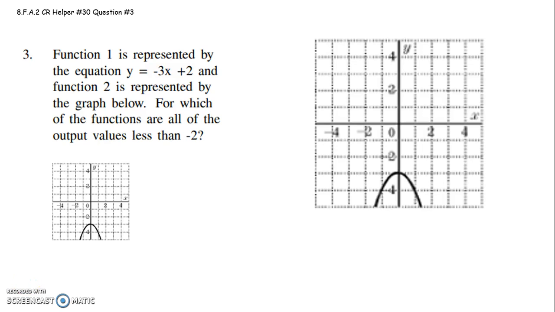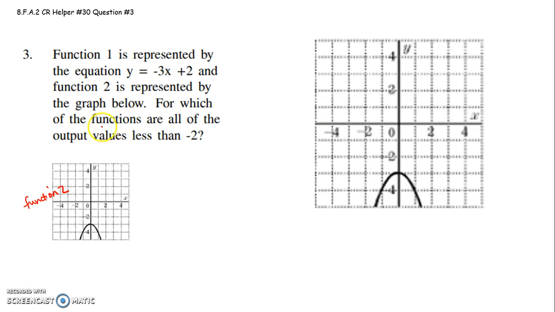Eighth graders, this is to help you with question 3 on CR 30. It says function 1 is represented by the equation y equals negative 3x plus 2, and function 2 is represented by the graph below. So this right here is function 2, and I just blew up the graph over here.